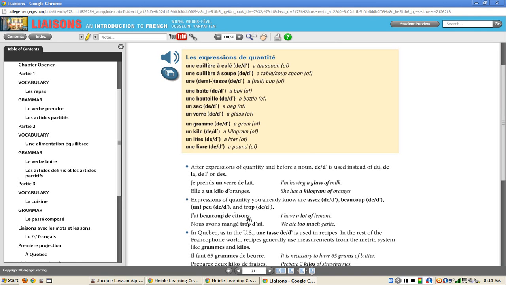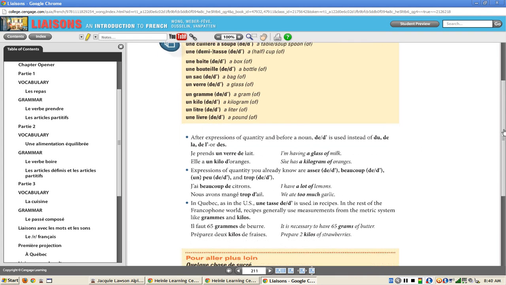J'ai des citrons is the normal, just indefinite article, plural. J'ai des citrons. J'ai beaucoup de citrons. J'ai de l'ail. I have some garlic. Ah, j'ai mangé trop d'ail. Il faut 65 grammes de beurre. Il faut du beurre. Il faut 65 grammes de beurre. Préparer des fraises. Préparer 2 kilos de fraises. So you see the difference?